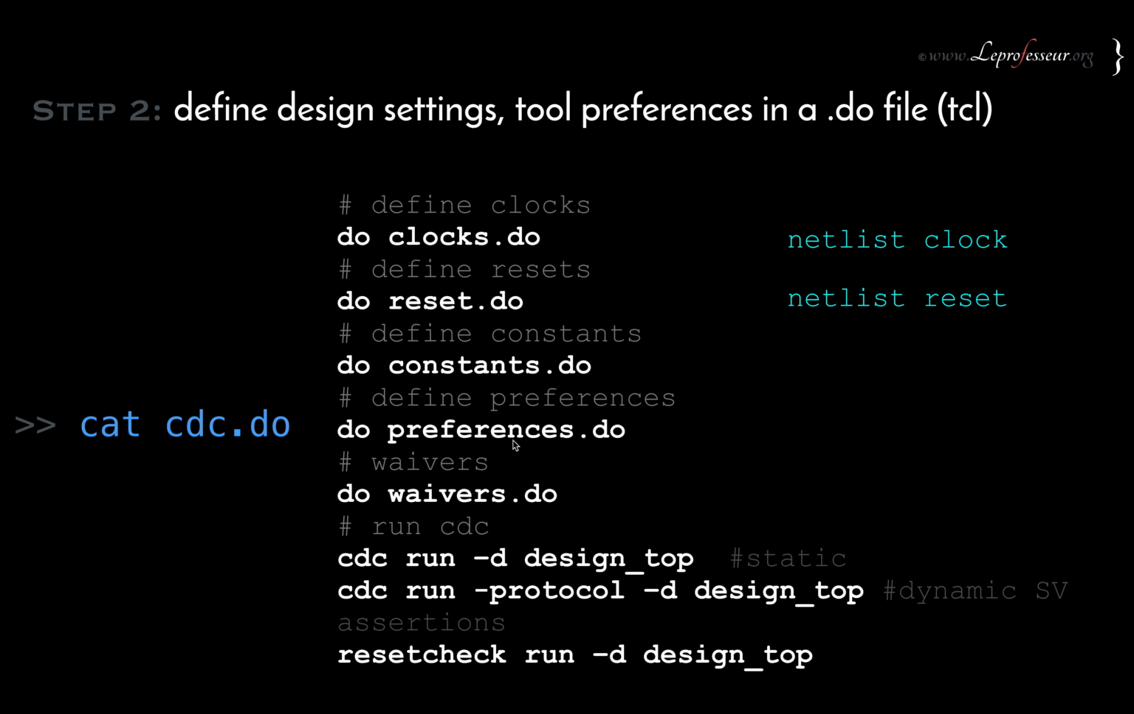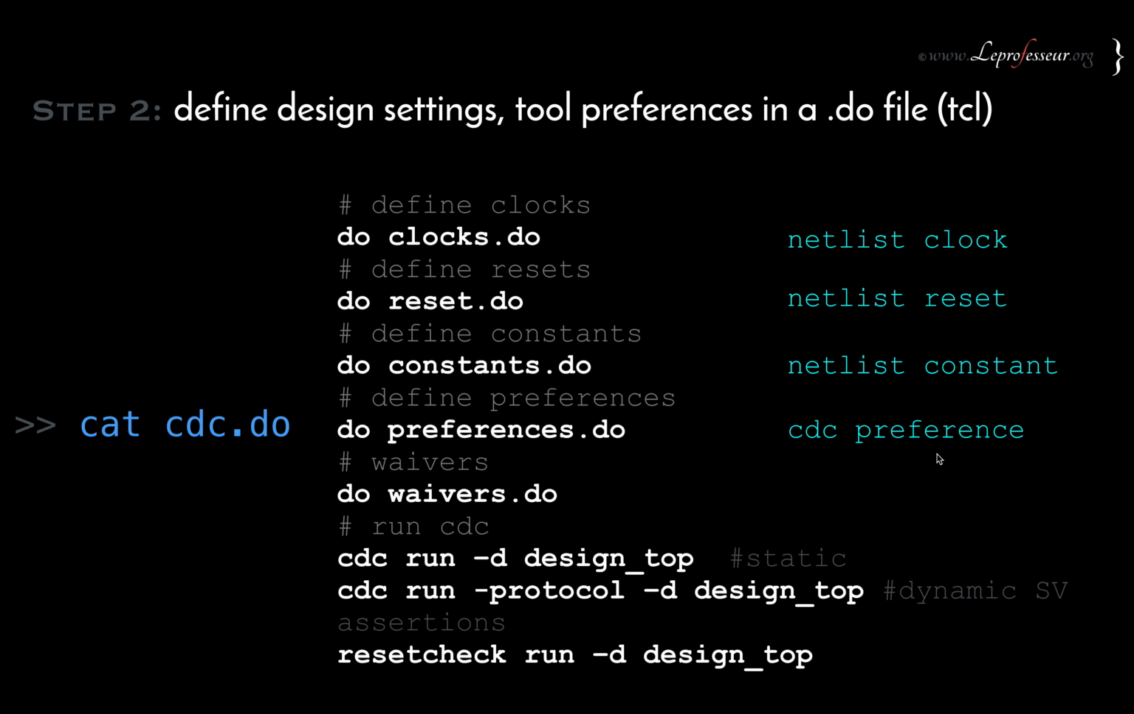Sometimes you don't want the tool to spend too much time, so you can put formal effort low. And if you want the tool to do hard work, you can also set formal effort high, but the runtime varies accordingly. If you have waivers, you can define waivers in a separate waiver file.